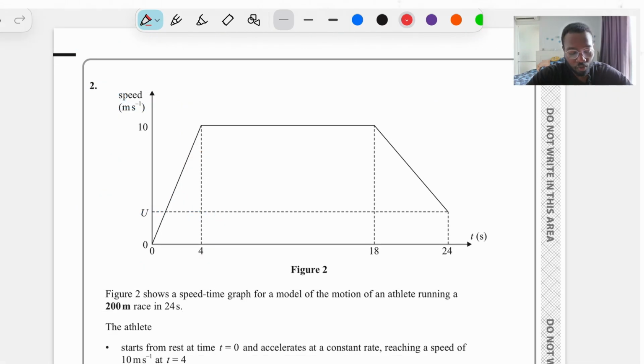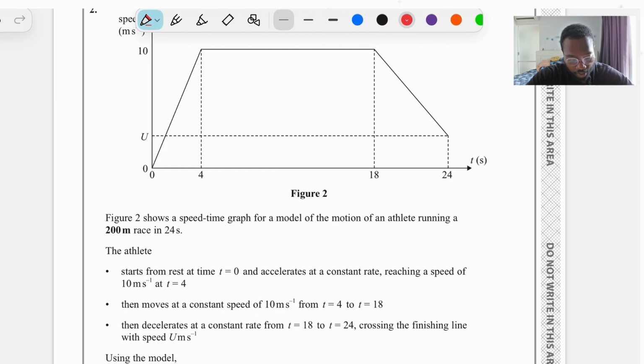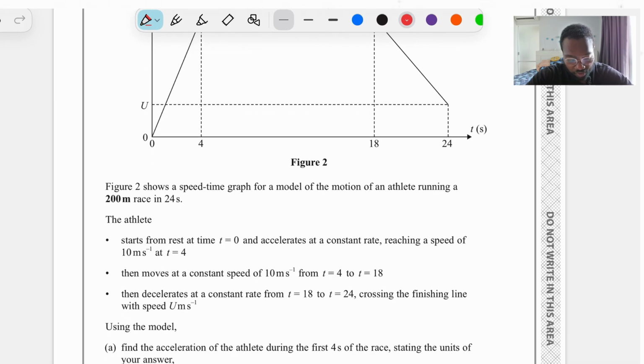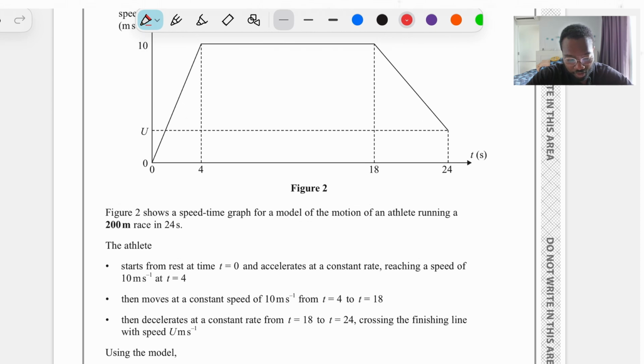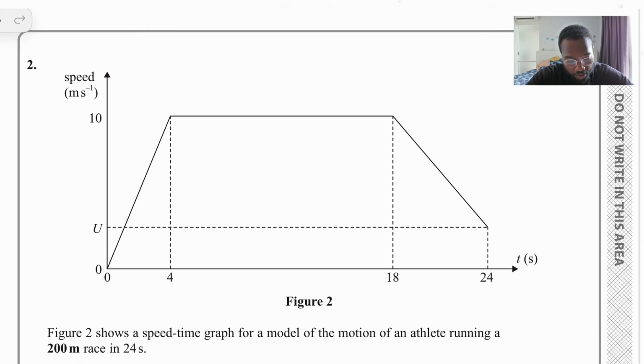So for question two, we have this speed time graph, which shows the model of the motion of an athlete running a 200-meter race in 24 seconds. And we'll be given all this information here. And the first question is we need to find the acceleration of the athlete during the first 4 seconds of the race, okay? The first 4 seconds, that would just be this bit here, okay? That's the first 4 seconds.